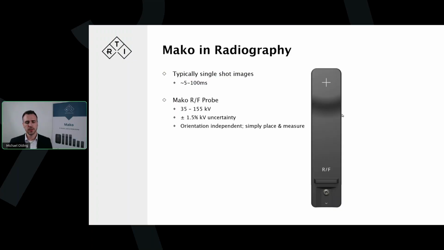So the RF probe covers the entire range up to 155 kV, has the highest accuracy on the market. And a great thing about it is the simplicity. It's orientation independent. You can place the RF probe in any orientation in the X-ray beam and get an accurate reading. You don't need to place it in any specific position.